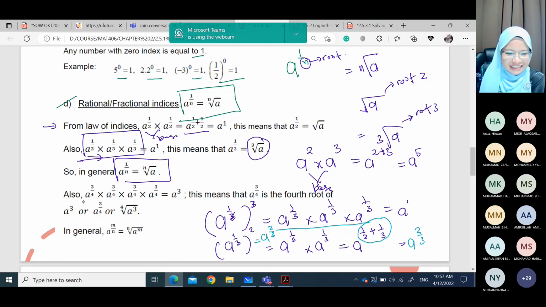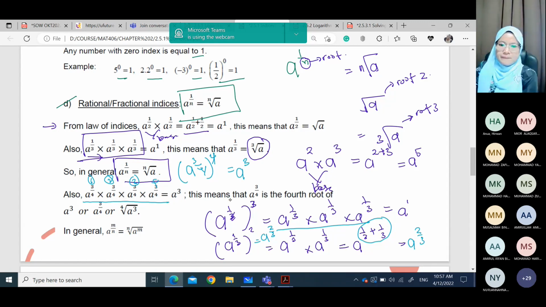Ada soalan tak? Yang ni pun sama jugalah. A to the power of 3 over 4. A kuasa 3/4. Okay, so berapa kali dia darab ni? 1, 2, 3, 4. So maksudnya kuasa 4. 4 kali. Okay, so yang ni kuasa ni you boleh darabkan dengan kat luar ni. So 3 over 4 times 4, we have 3. So we have A to the power of 3.